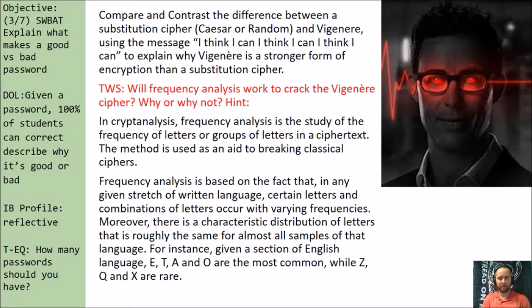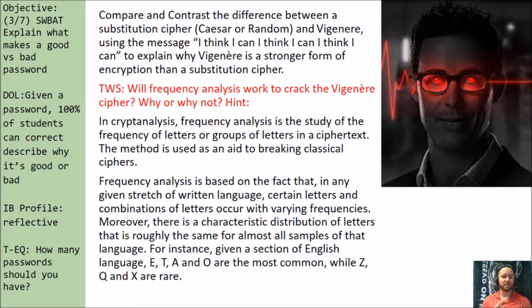that is the cipher we looked at last time where you had a key and the key gave us the details as to what substitution would occur. And I want you to do this comparing and contrasting with the following message. "I think I can, I think I can, I think I can." To explain why this Vigenère is a stronger form of encryption than a substitution cipher.